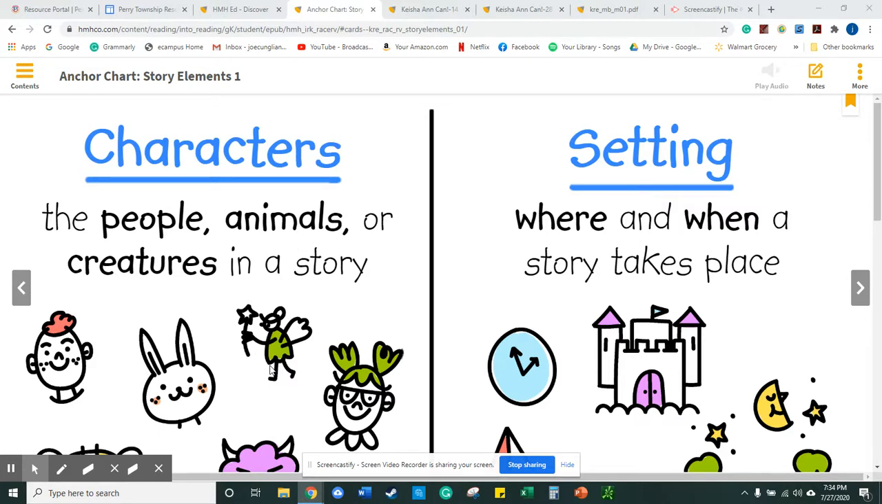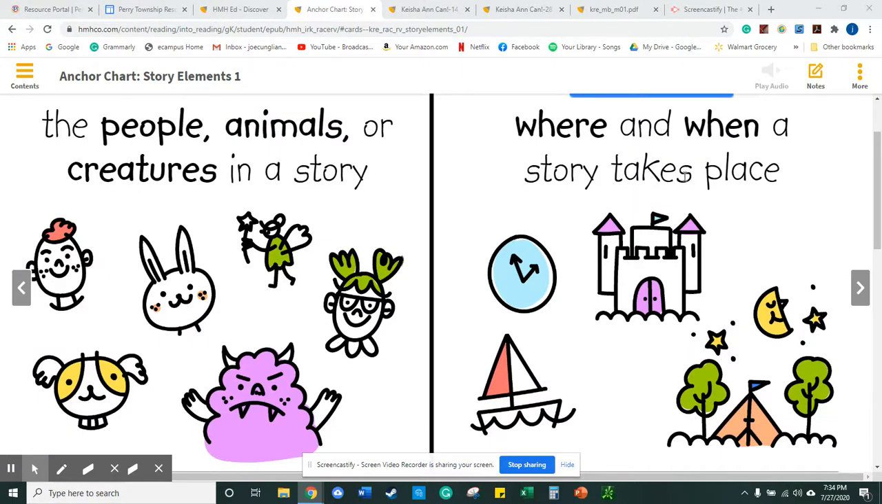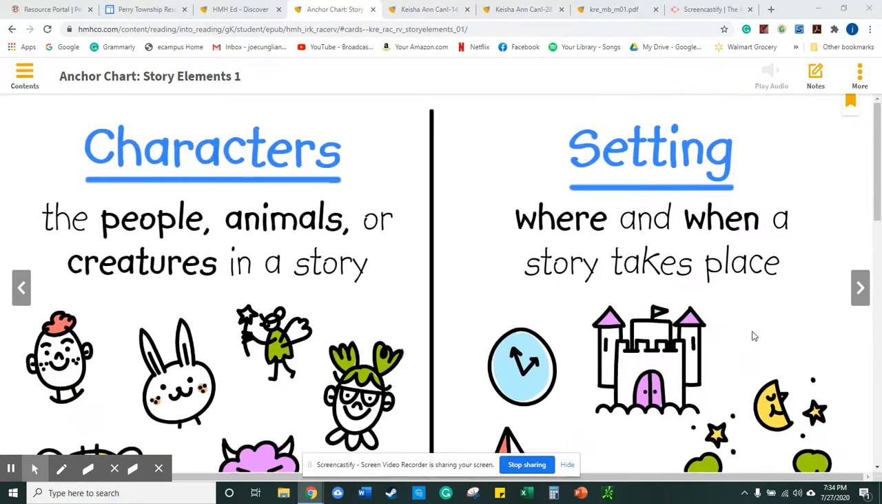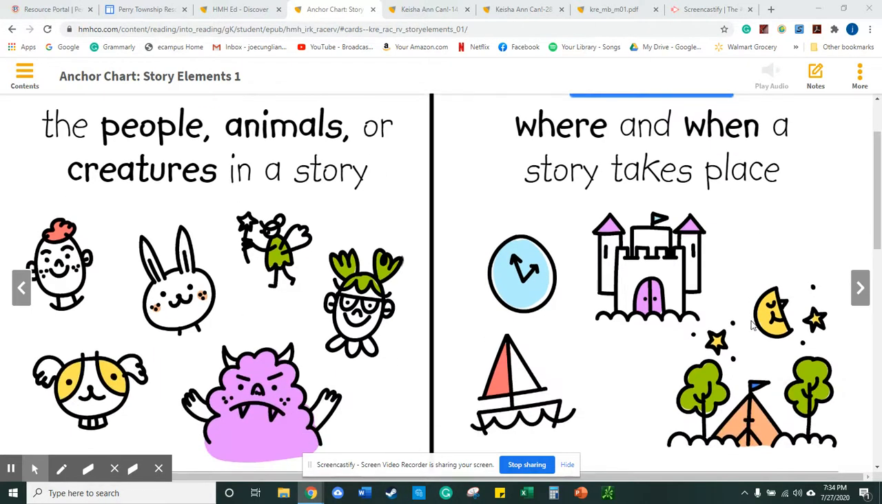Another important element of stories is the setting. Can you say setting? Great job. The setting is where and when a story takes place. For example, a story could take place in a castle or on a boat. The setting can also tell you when the story takes place, like at nighttime or daytime. And it can tell you if the story took place inside or outside. Remember, the setting is where and when a story takes place.